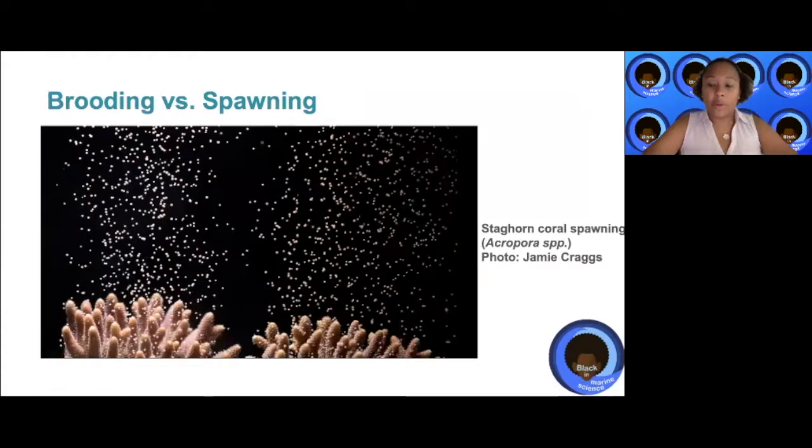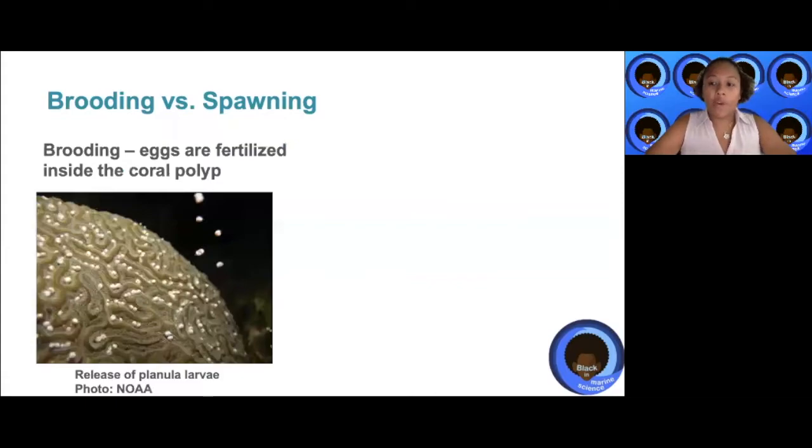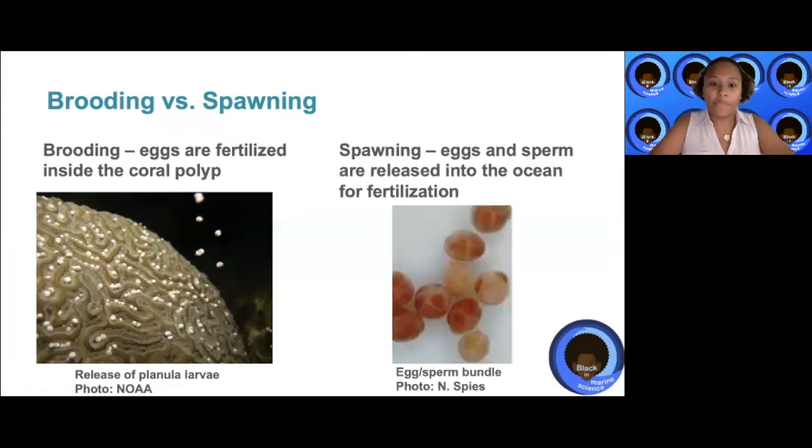Within these sexually reproducing corals, there are brooding corals and there are spawning corals, which both ultimately produce larvae known as Planula larvae. Brooding corals fertilize eggs within their coral polyps and then release fully developed Planula larvae into the ocean. These Planula larvae are immediately ready to settle and begin developing. On the other hand, spawning corals produce egg and sperm bundles, which are then released into the ocean to be fertilized and developed into Planula larvae at sea.